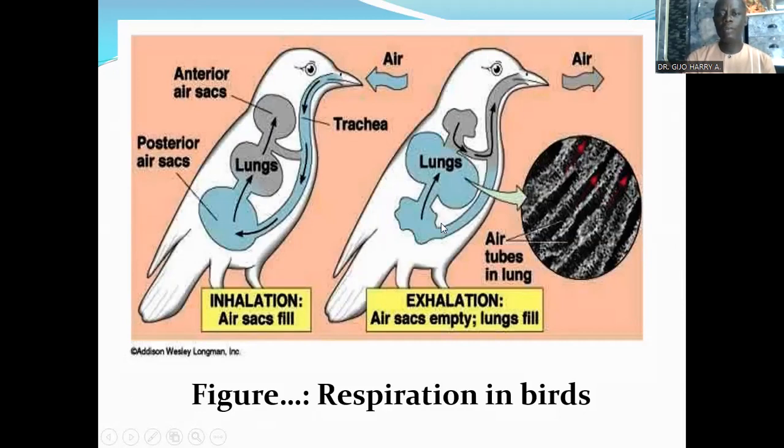During exhalation, air is moved from the posterior air sacs into the lungs and out. Carbon dioxide is voided out from the anterior air sac back to the nostrils. Now, the lungs of the birds have air tubes that are also very essential for respiration of the bird.